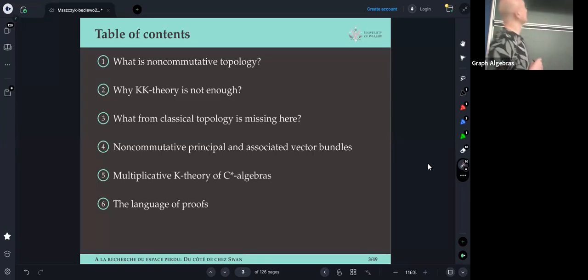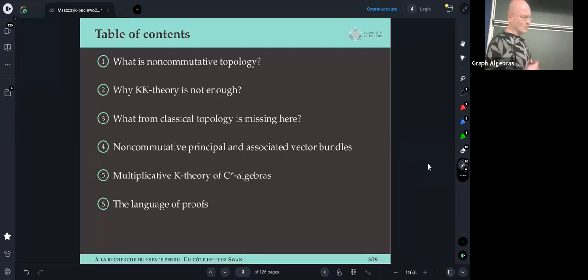So this is the content of my talk. First, I'm going to explain what non-commutative topology is from the modern point of view. The main tool of the subject is something called KK theory, which, however, is not sufficient to reproduce everything we know from algebraic topology and would like to repeat in non-commutative geometry, as you saw from Francesco's talk.